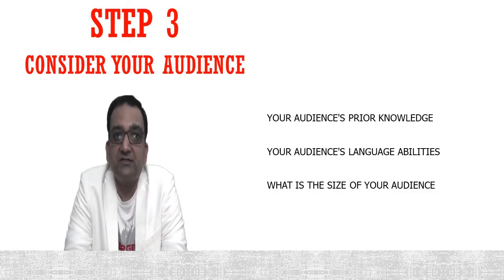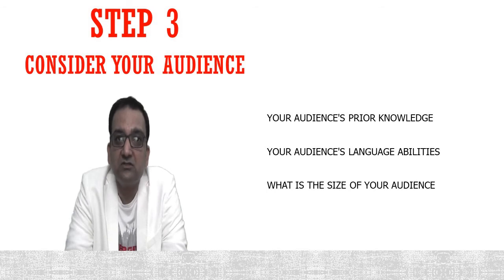Step number 3, consider your audience. There are 3 main factors to take into account before writing an SOP: your audience's prior knowledge, your audience's language abilities, and the size of your audience. Is the audience familiar with your organization and its procedures? Do they know the terminology? Your language needs to match the knowledge and investment of the reader. Is there a chance that people who don't speak your language will be reading your SOPs? If this is an issue, it's a good idea to include lots of annotated pictures and diagrams.